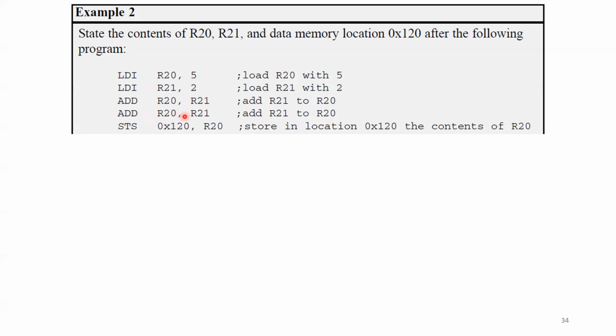Then again, add R20, R21. So R20, after executing the previous instruction, was 7. So adding 2 again, which is the value in R21, to 7, it would be 9 after executing this instruction. And finally, STS, or store to data space, R20, which is the result of the two summations, which was 9 here. Move, or copy, this value and store it in memory location 0x120, which is hexadecimal 120 in your memory.